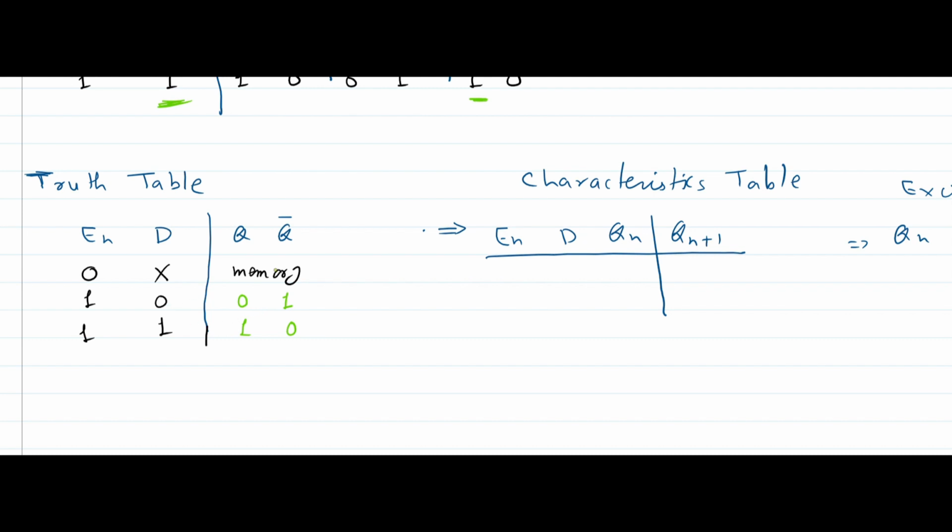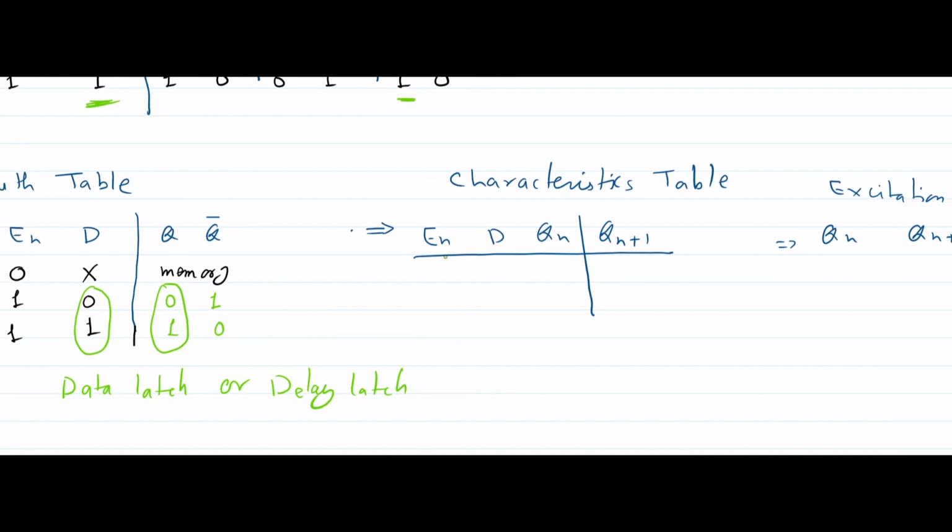Now if you see here, my output Q is following my input D. That's why this D latch is also known as data latch or delay latch. So this can be the full form for D latch because output is same as input in this truth table. Now using this truth table, I can write the characteristic table. So for the characteristic table, inputs I have already written: D, En, D and Qn. So that I will write now.